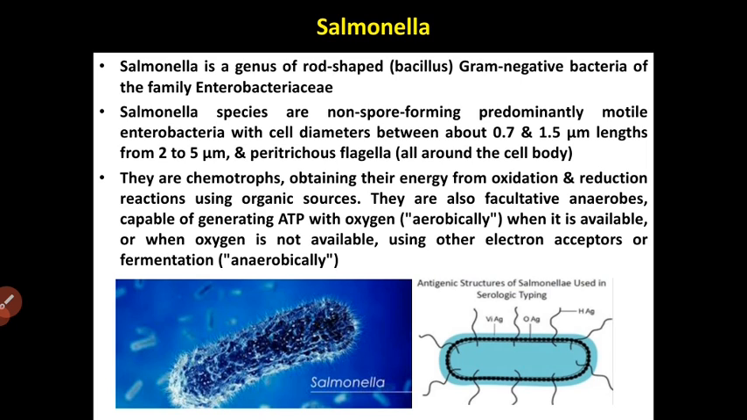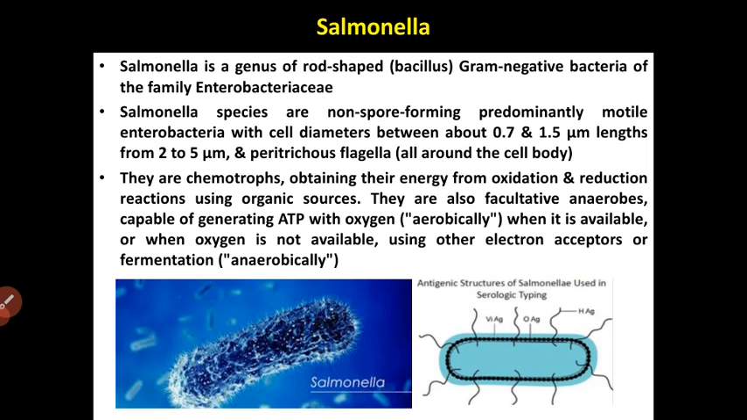Next, Salmon and Smith in 1885 isolated the American hog cholera bacillus. It is S. choleraesuis. And from the name of the first author, the term Salmonella is derived. Understood?